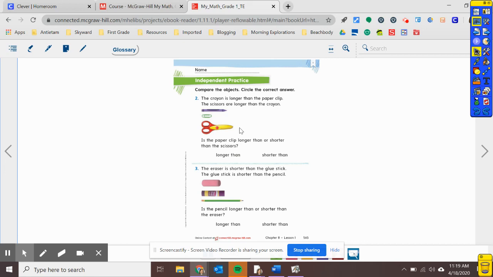Okay, here's number 3. The eraser is shorter than the glue stick. The glue stick is shorter than the pencil. So is the pencil longer than or shorter than the eraser? Figure out your answer, circle it, and when you're all done, then you are done with math today, and I will see you tomorrow.